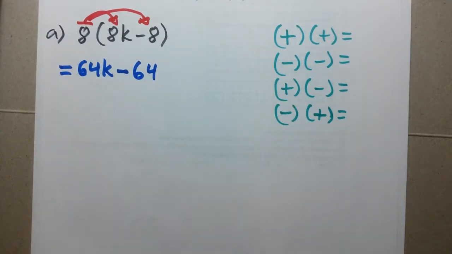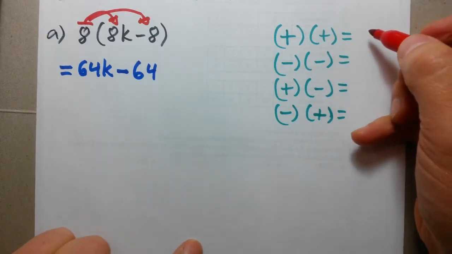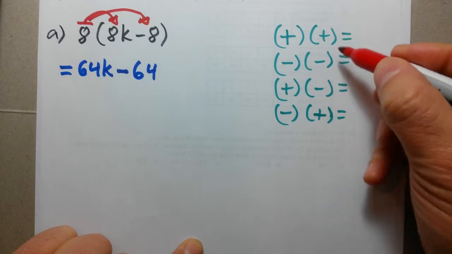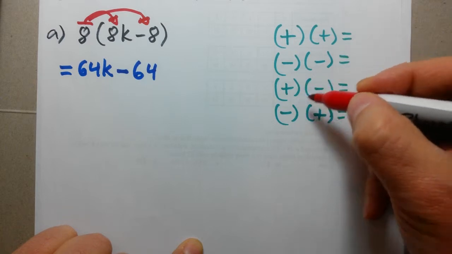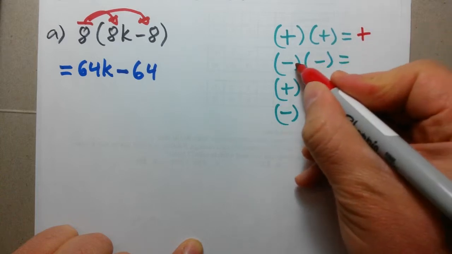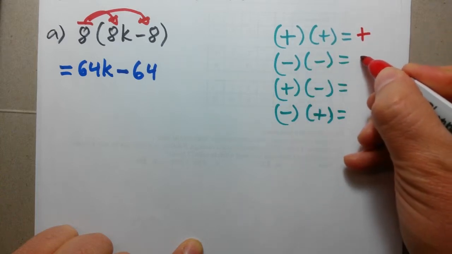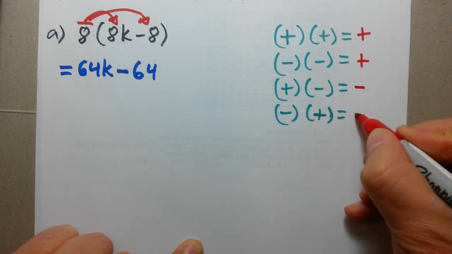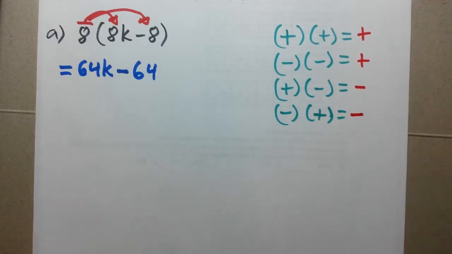Now, just a quick recall. When you're multiplying integers or multiplying expressions, when the signs are the same, your answer will be positive. And when the signs are different, your answer will be negative. So in this case, positive times positive gives you positive. Negative times negative gives you positive. Positive times negative gives you negative. Negative times positive gives you negative. Okay, it's important to recall that.